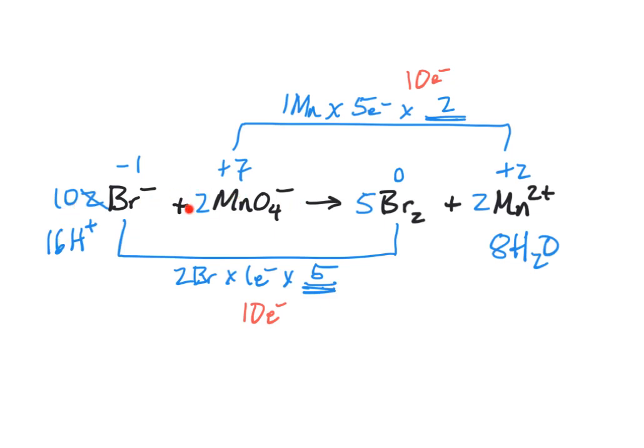I have, here we go, 8 O's on the left, and I have 8 O's on the right. So this reaction should be fully balanced. Let's just double check. 10 Br's, 10 Br's, 2 Mn's, 2 Mn's, 8 O's, 8 O's, 16 H's, 16 H's, and of course the charge. 16 minus 10 minus 2 is 4 plus, and 2 times 2 is 4 plus. So this reaction, I know with confidence, is fully balanced.